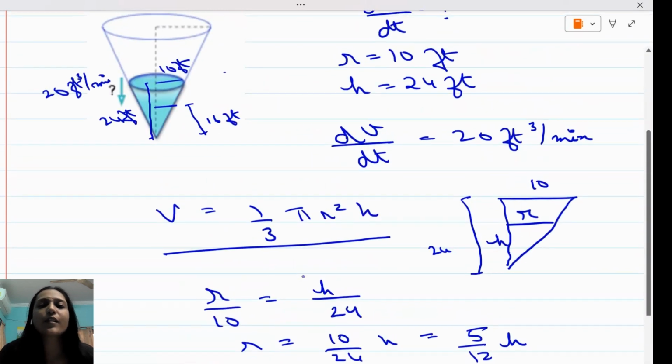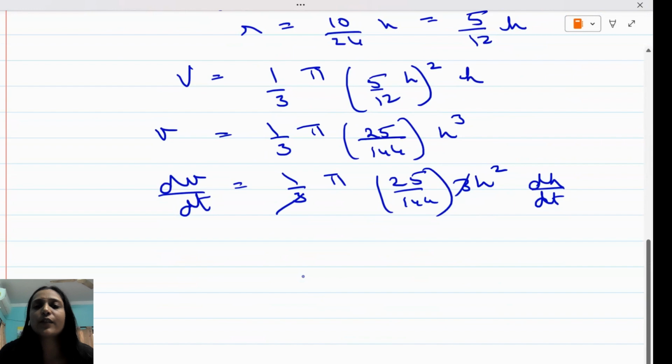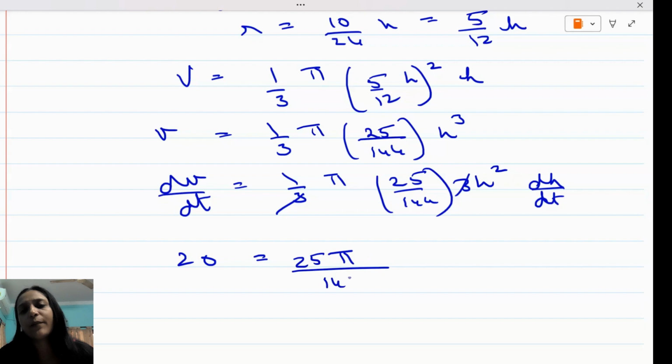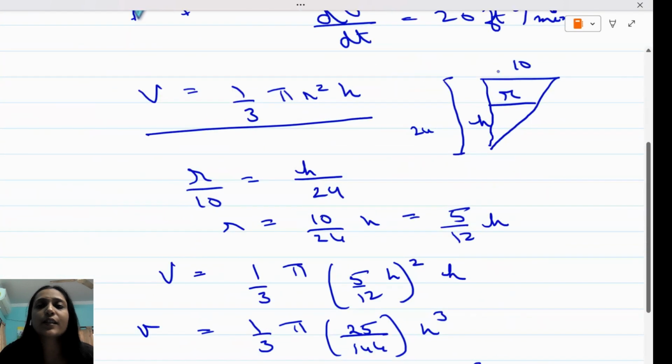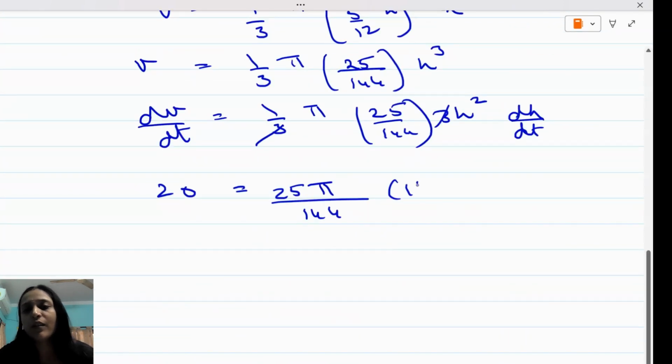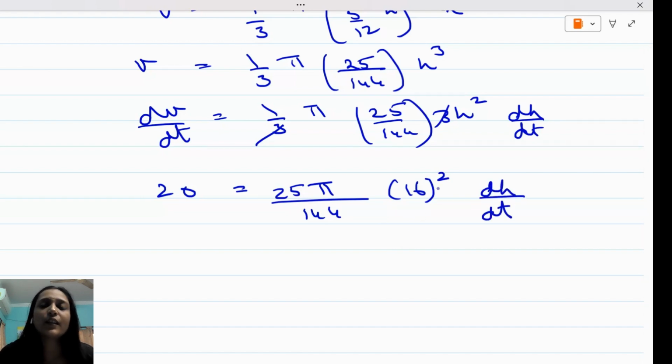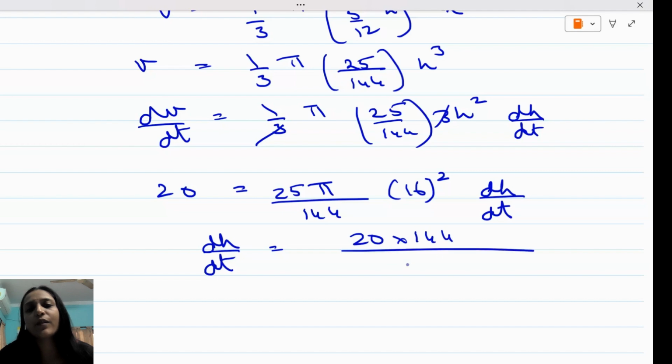We already know in the question they've given us that dV by dt is 20 feet cube. So I'm just going to write 20 is equal to 25 pi by 144, and then at that given point h is going to be equal to 16, so you can put in 16 as well over here. So 16 square dh over dt, and then now we are just going to go ahead and solve this. So we'll get dh over dt is equal to 20 times 144 divided by 25 pi times 16 square.